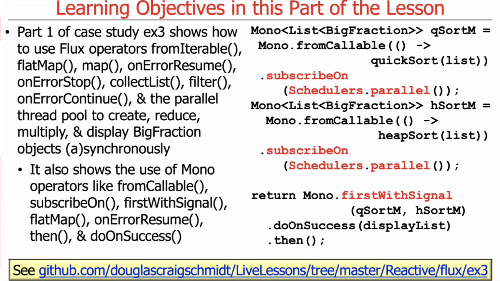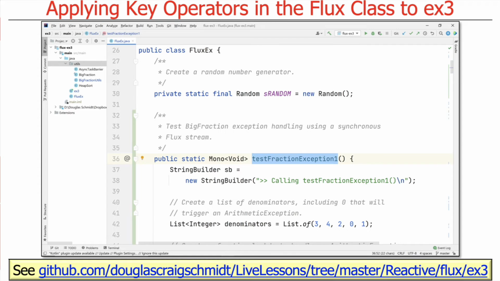This will also show a bunch of mono operators as well, some of which we've shown before, some of which we haven't shown in this context before. And as always, you can find the code here in my GitHub repository in the Flux ex3 folder.